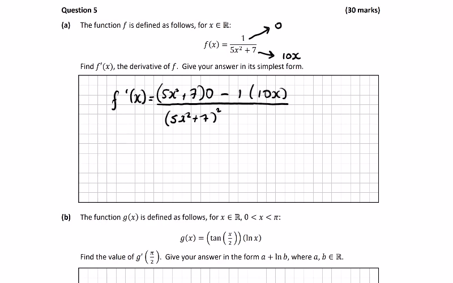So in simple form we're going to get f prime x to be minus 10x on top and 5x squared plus 7 squared on the bottom.